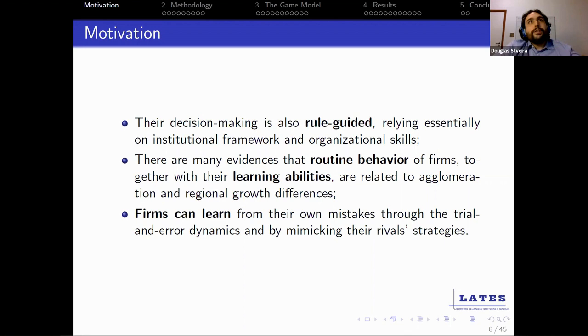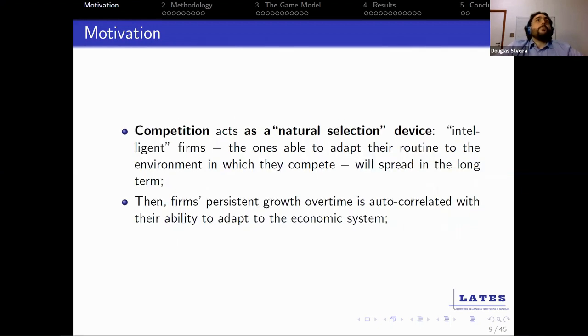It relies essentially on institutional frameworks and organizational skills. And there is a lot of evidence in the literature that firms' routine behavior, together with their learning abilities, is related to agglomeration and regional growth differences. And by some corporate culture, we consider that firms can learn from their own mistakes through trial and error dynamics, and also by mimicking their rivals' behavior and strategy.